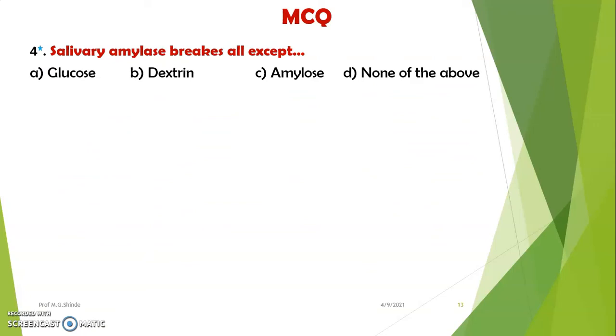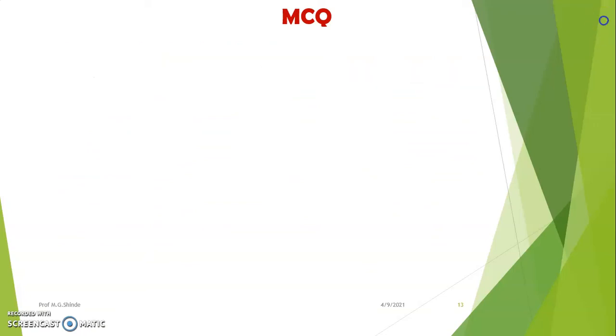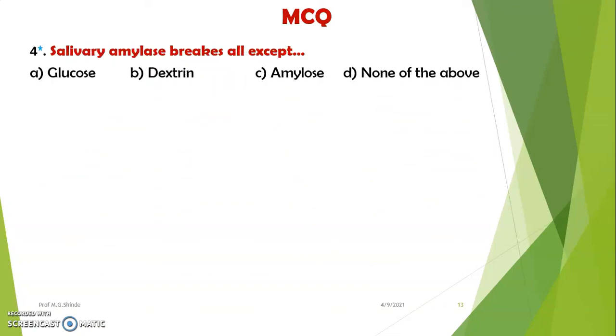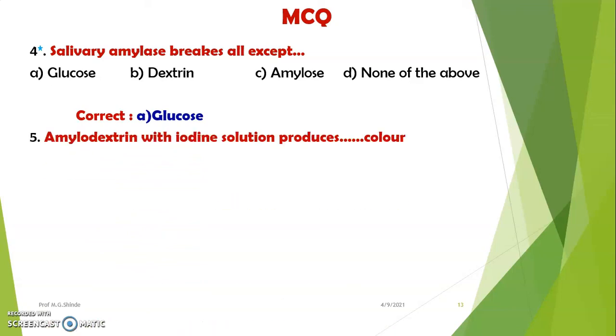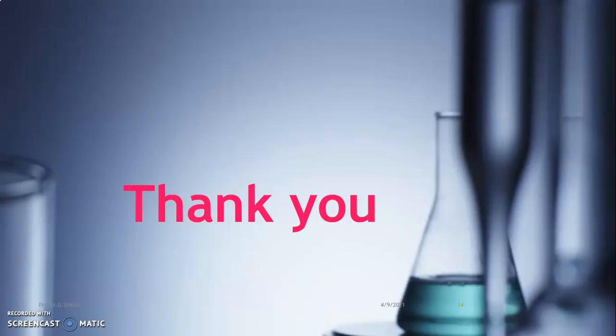Now, salivary amylase breaks all except glucose, dextrin, amylose, none of the above. The correct option is glucose. Next MCQ: amylodextrin with iodine solution produces which color? Red, blue, violet, none of the above. The correct option is violet color. So thank you very much.